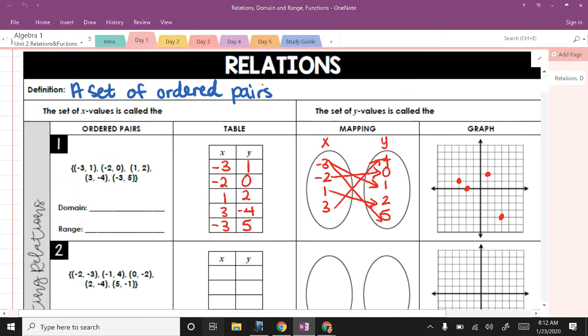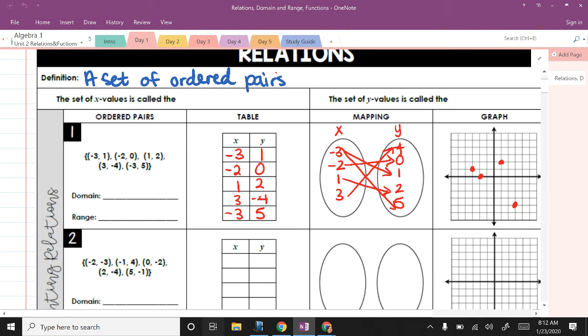All right, so the last thing, if you see blank on that number 1, is something called the domain and range. So any questions about our table or mapping or a graph? All right, domain and range is really important, okay? So right here under the table, it says the set of X values is called the domain. So write the word domain right here. You might want to go back and highlight this later because it's really important.